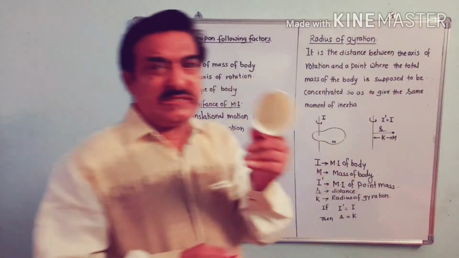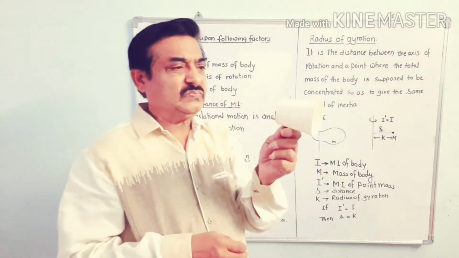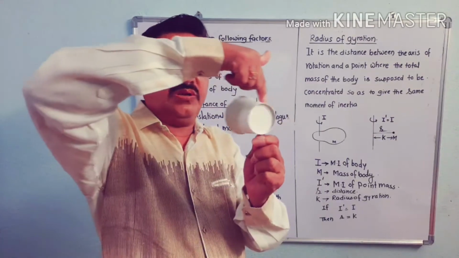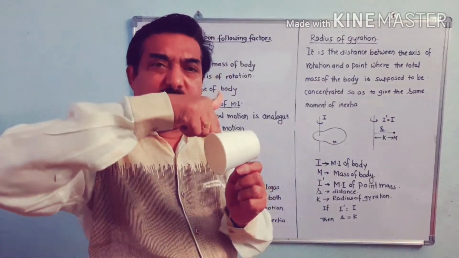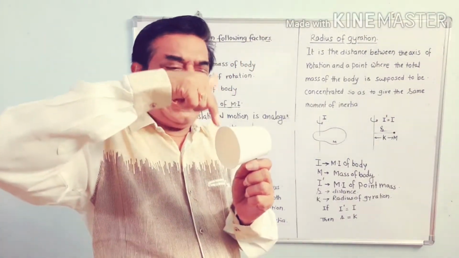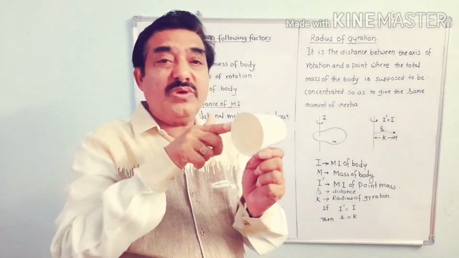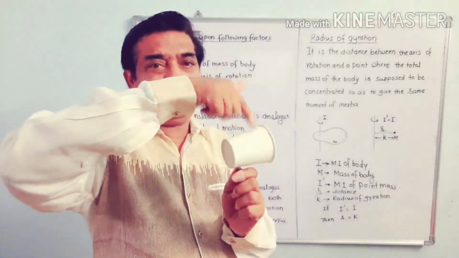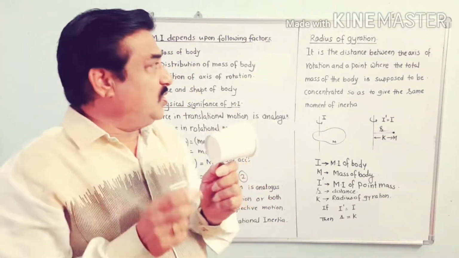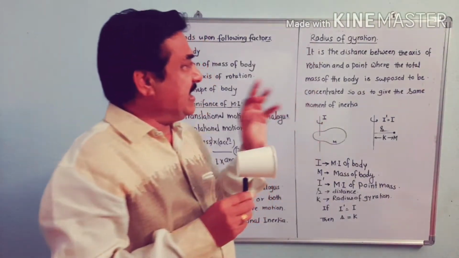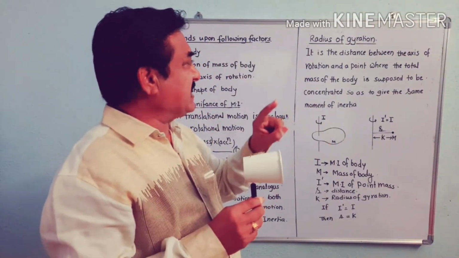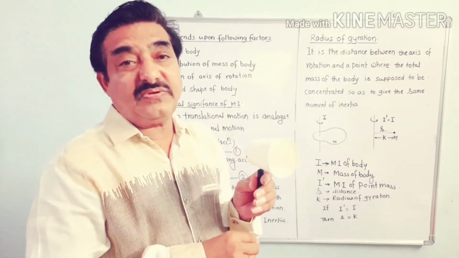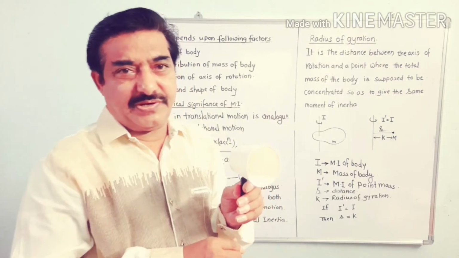Let us suppose this is a body, and when this body undergoes a rotational motion, it opposes, and against this opposition we apply the torque and the body is put into rotational motion. So, radius of gyration says that it is the distance between the axis of rotation and a point where the total mass of the body is supposed to be concentrated.